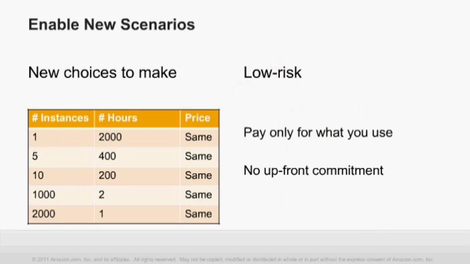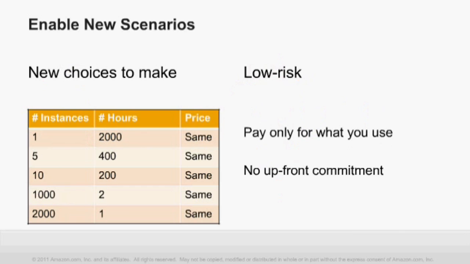AWS also gives you access to some new scenarios, which are traditionally things that just haven't been possible to do in an on-premises environment. You have the ability to make different kinds of choices. So this little table on the left is really just to show at a high level that we can now look at running perhaps one server, one instance for 2,000 hours. We could run 2,000 instances for 1 hour. And it's not so much we're talking about the absolute price here, but saying that the price for doing all of these combinations is the same.